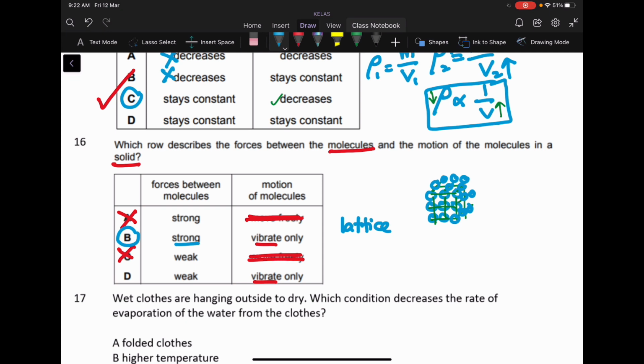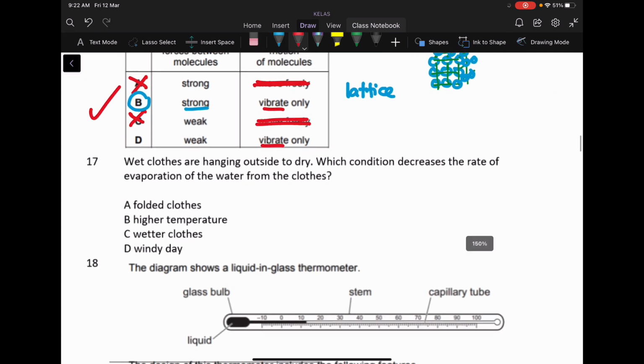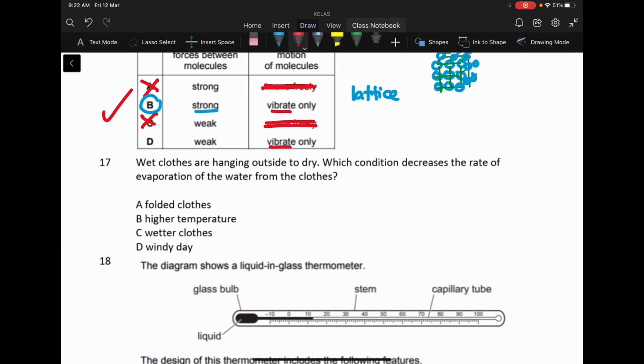Strong bonds. So B is the answer. Wet cloths are hanging outside to dry, which condition decreases the rate of evaporation? So this is about rate of evaporation. Just now we talked about the factors. The factor is the surface area. So if you fold the clothes, that means the rate will decrease. So for the question, decrease the rate, A is the answer.